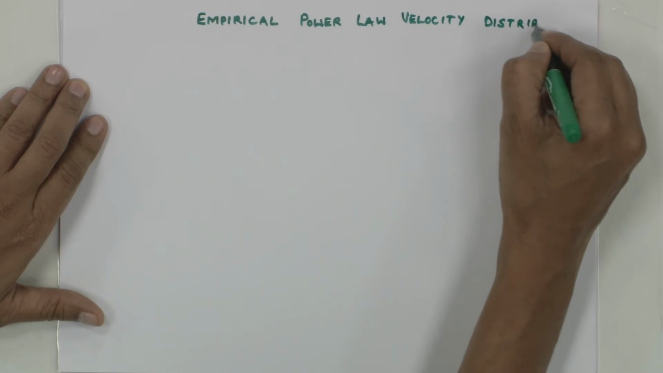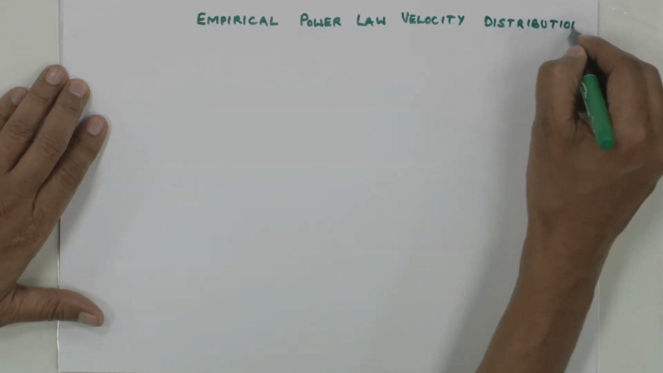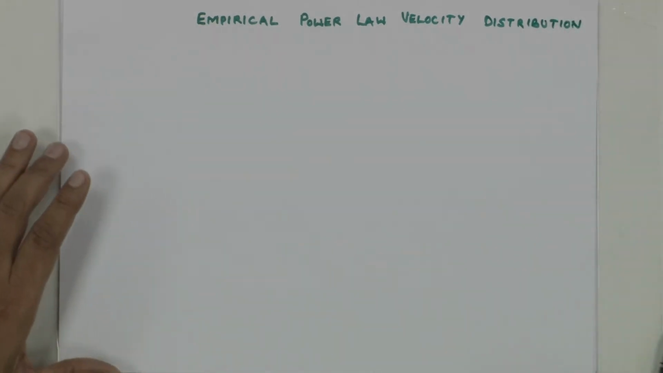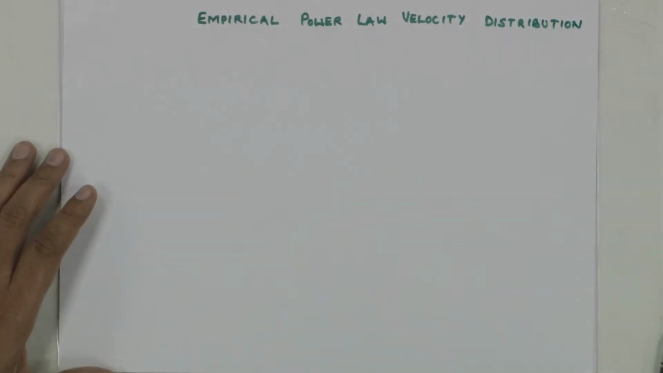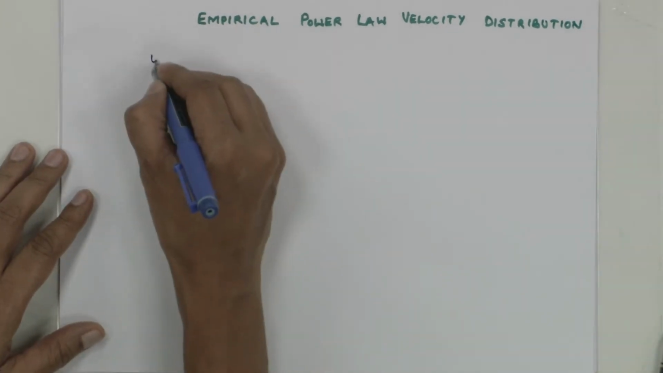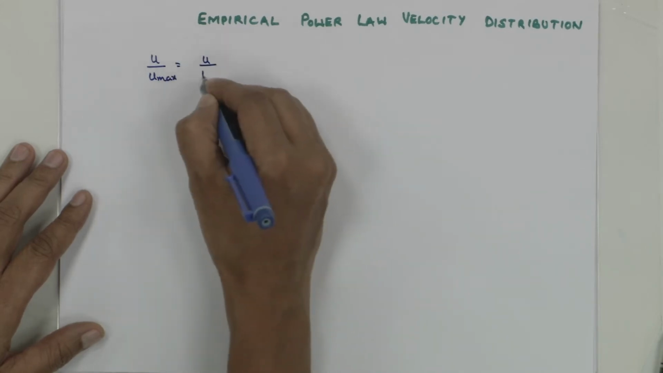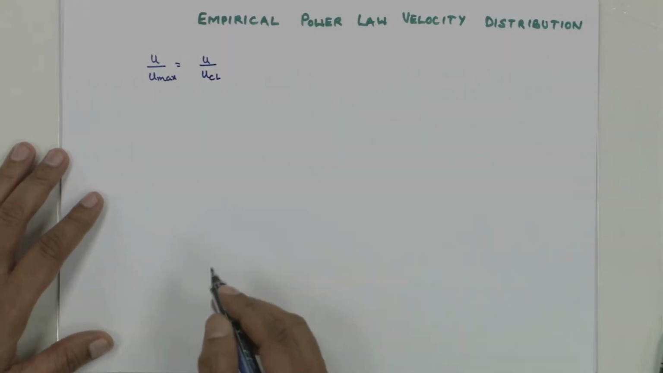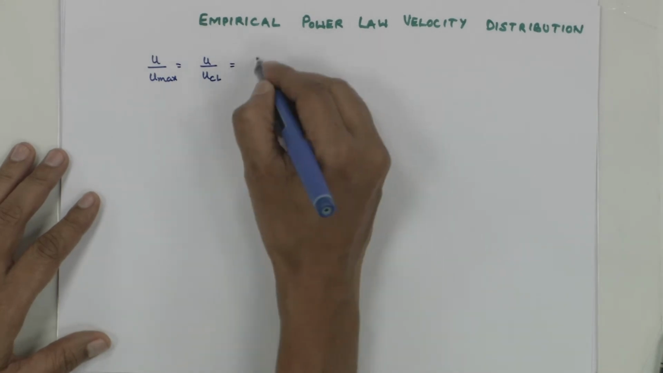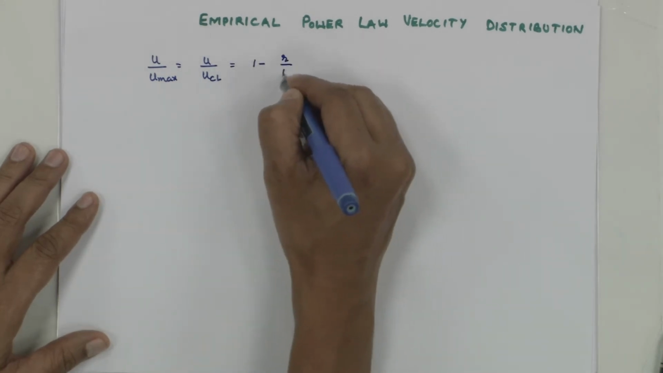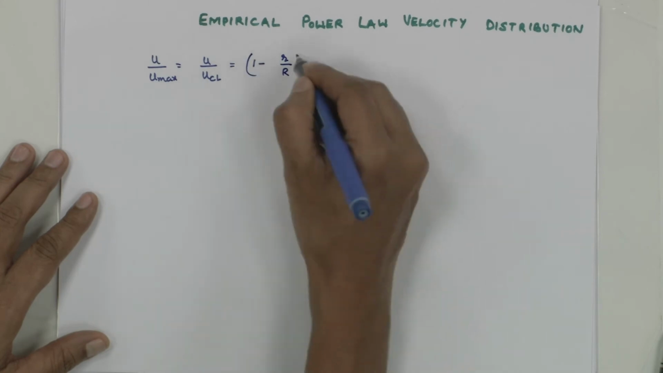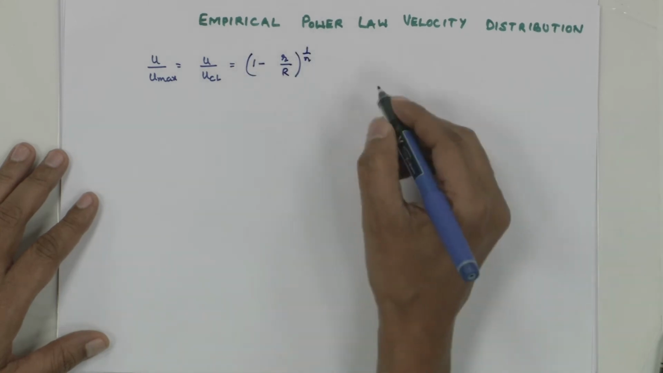Using a pitot tube, experiments were conducted to measure the velocity profile, and they found that the velocity profile in a pipe follows u by u maximum, that is u by u center line, which is the maximum at the center line, equal to 1 minus r by R to the power of 1 by n.